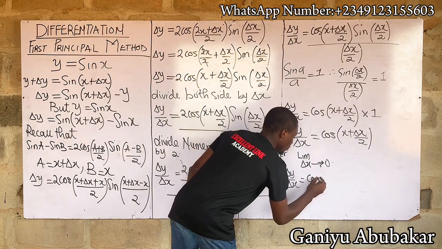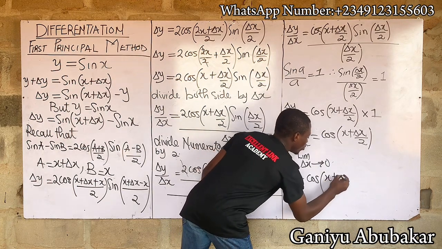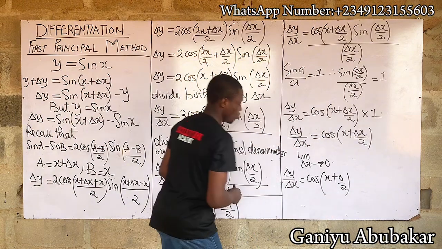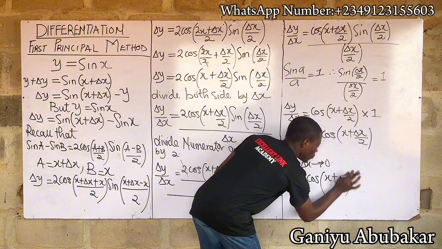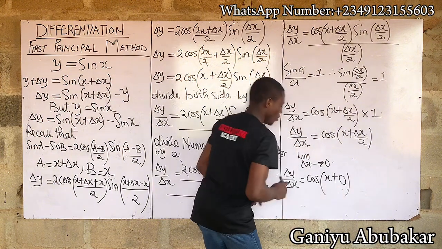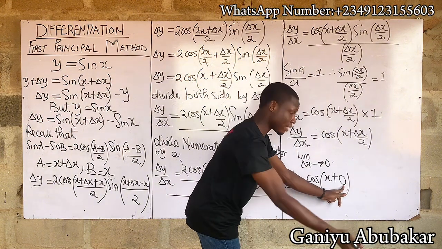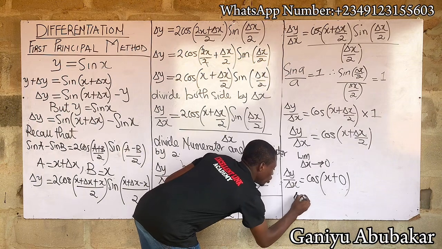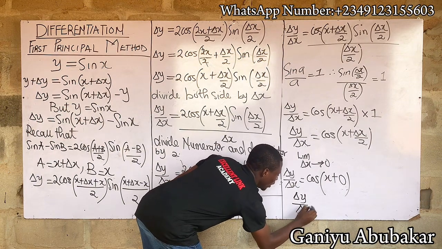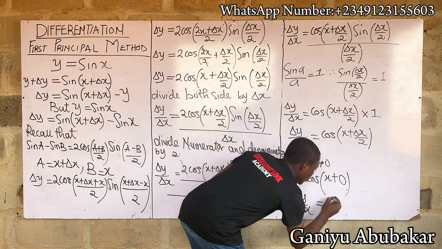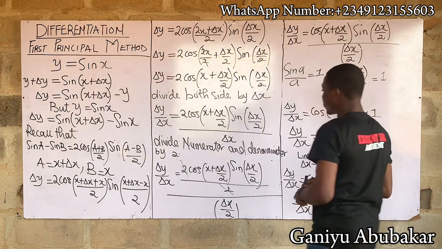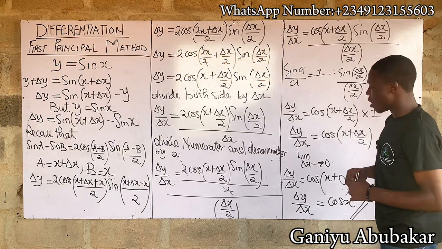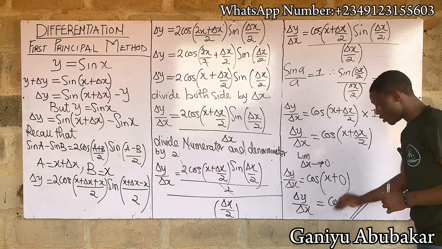Put 0 here, I'll have that dy over dx is equal to cos of (x plus 0 over 2). Basically 0 over 2 is just 0. So x plus 0 is x, so I'll have that dy over dx is equal to cos x. This is my answer. So this is why if I differentiate sine x, I'll have just cos x.